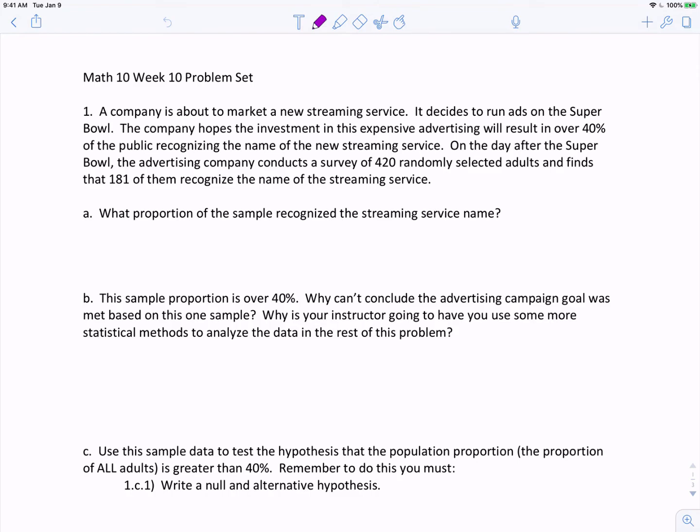On the day after the Super Bowl, the advertising company conducts a survey of 420 randomly selected adults and finds that 181 of them recognize the name of the streaming service. What proportion of the sample recognize the streaming service name? So the sample proportion was 181 out of 420. And if we make that into a decimal, we find that that's equal to 43%. The sample proportion is over 40%.